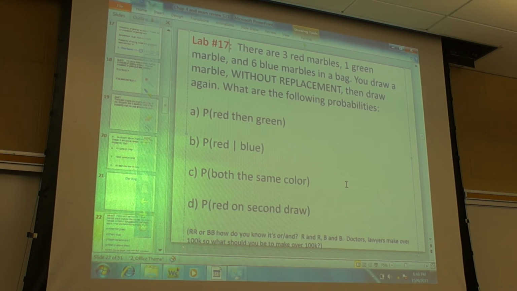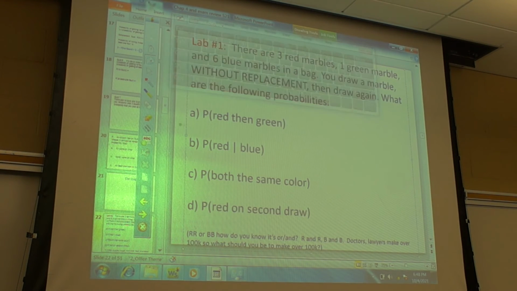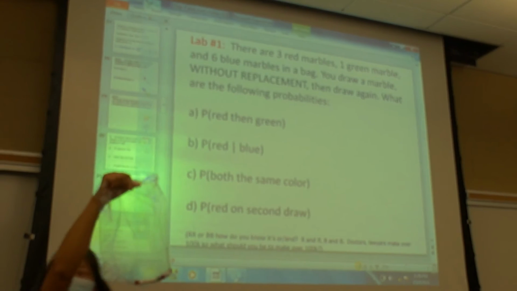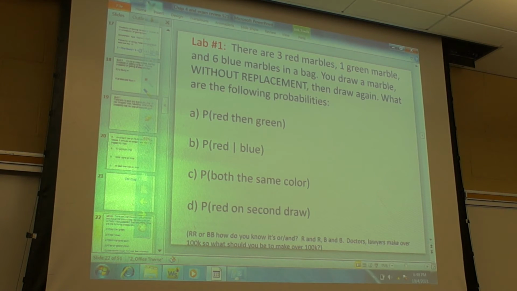The first thing is we have marbles. We've got 3 red marbles. We got 1 green marble. And we've got 6 blue marbles. Good? I'm going to draw a marble. But this time I'm not going to replace it. I'm going to keep it. So now I have less marbles.